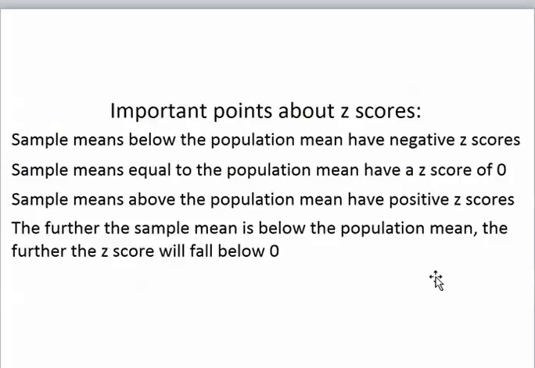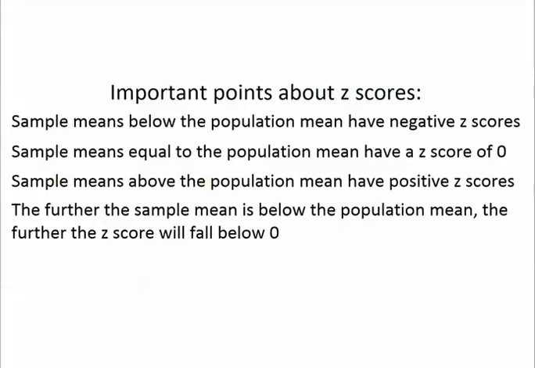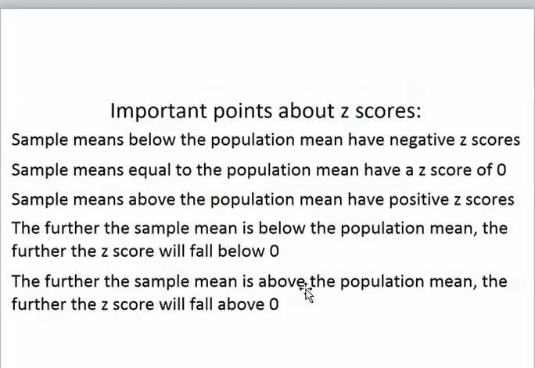Also, a sample mean that's far below the population mean will have a z-score far below 0, and a sample mean that's far above the population mean will have a z-score far above 0. So, a sample mean that highly underestimates the population mean will have a z-score that's far below 0, and a sample mean that highly overestimates the population mean will have a z-score far above 0.